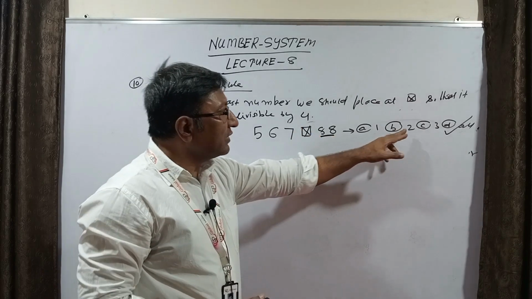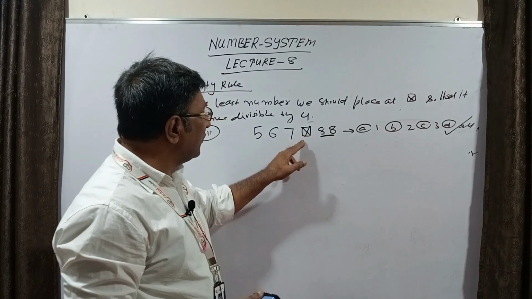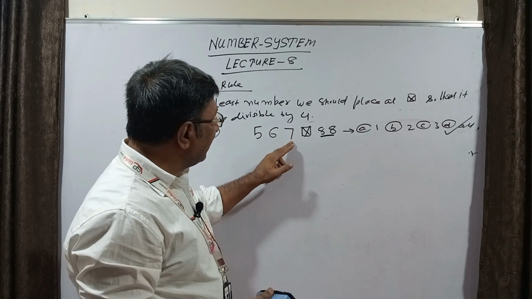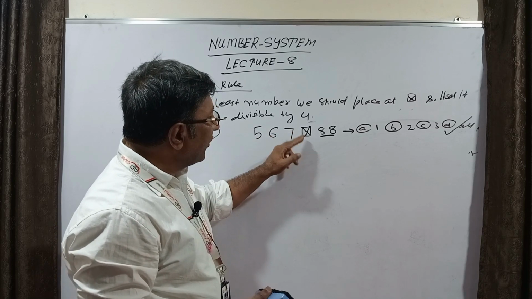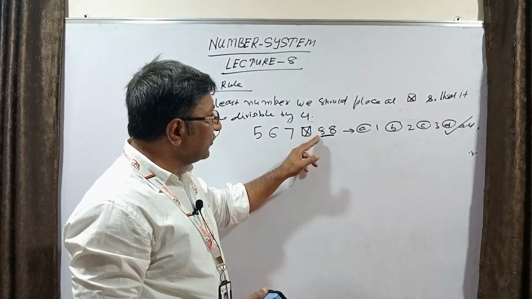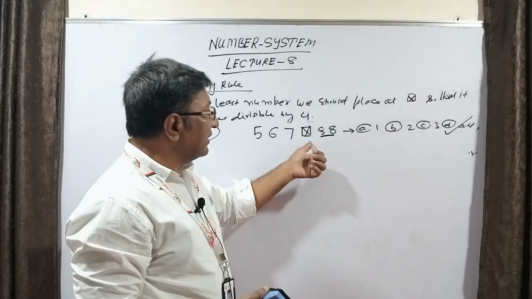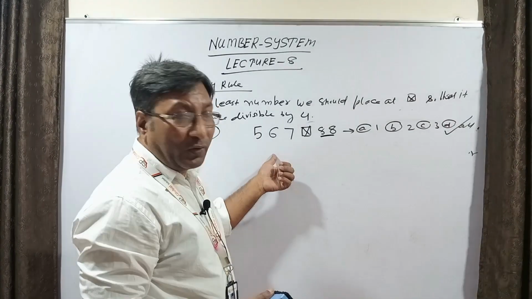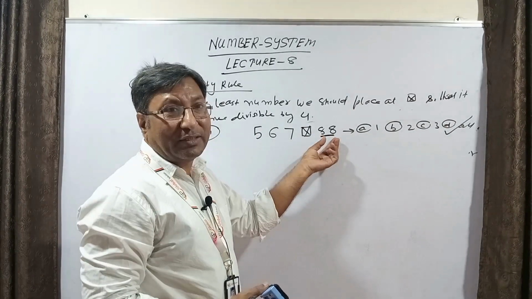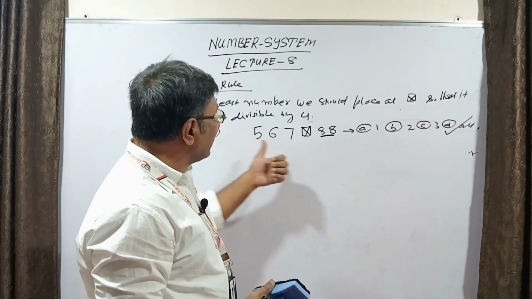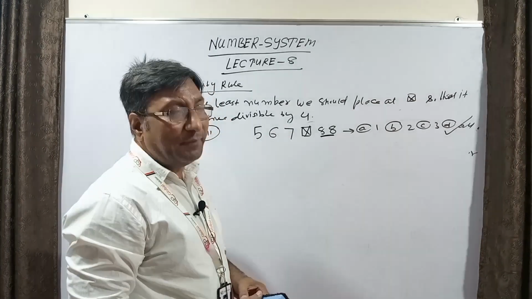Suppose we are putting 2 again. So 4 ones are 4. 4 fours are 16. Again 4 ones are 4. This is 3. 32. 4 eights are 32. This is divisible. So any number you put here, this number is divisible by 4 because our last 2 digits are divisible by 4. In this way we can solve any question which is divisible by 4.